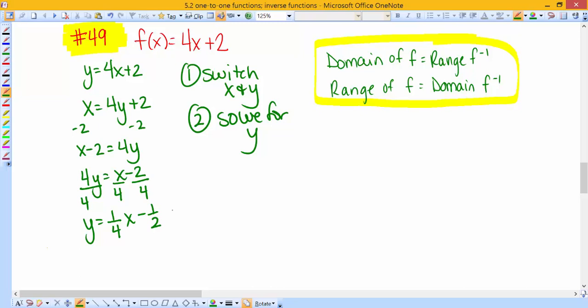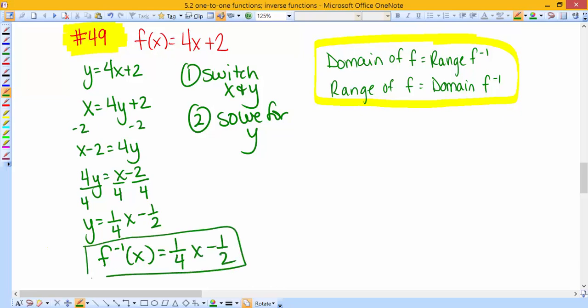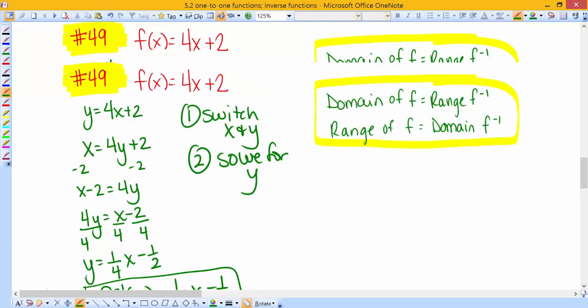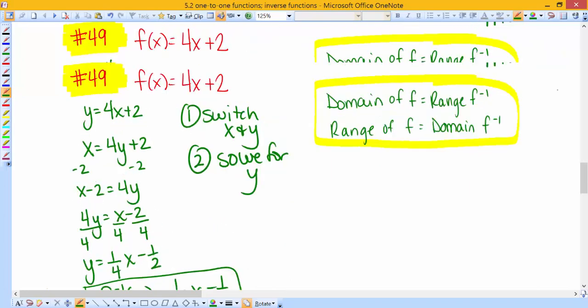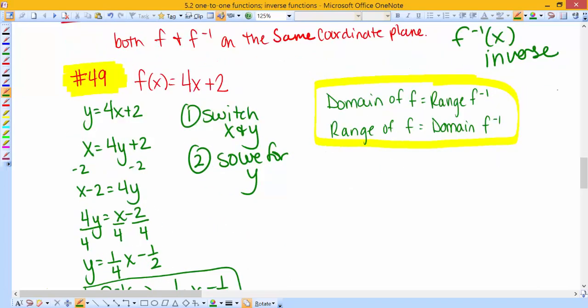There's your inverse. Now to identify this as being the inverse, we use function notation with f to the negative 1 of x. That means inverse. And it's 1/4 x minus 1/2. So I'm going to make a note back here for you. F to the negative 1 of x is how you end up writing your function notation for inverse. Please make sure you remember that. So there's my inverse. Then it says state the domain and the range.